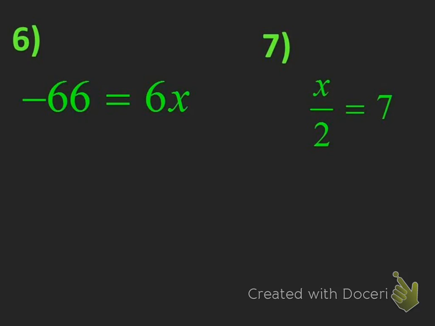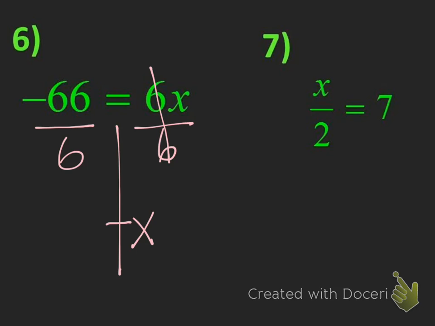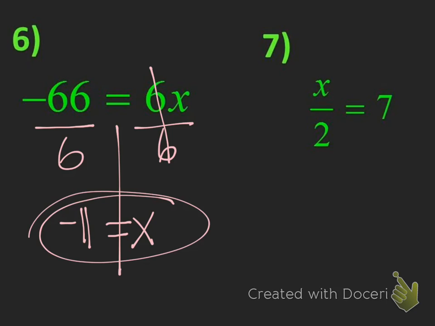What's happening with the x? That's multiplication. How do we undo multiplying? Divide. Good. You were answering the right answer, but the wrong question. Okay. The 6's are gone, right? So I'm just left with an x on the right. What is negative 66 divided by 6? Negative 11. And then you can plug it back in to check if you want, but I'm telling you right now that is correct.